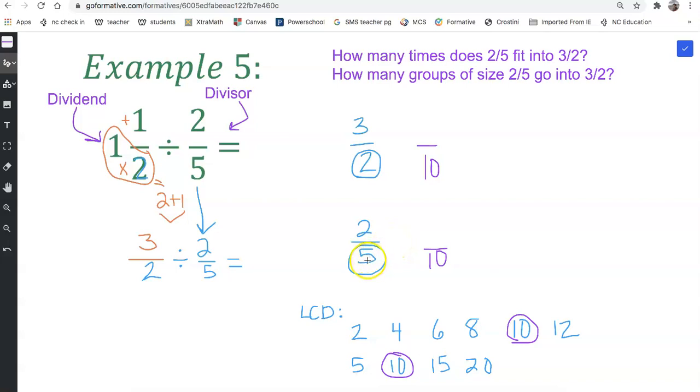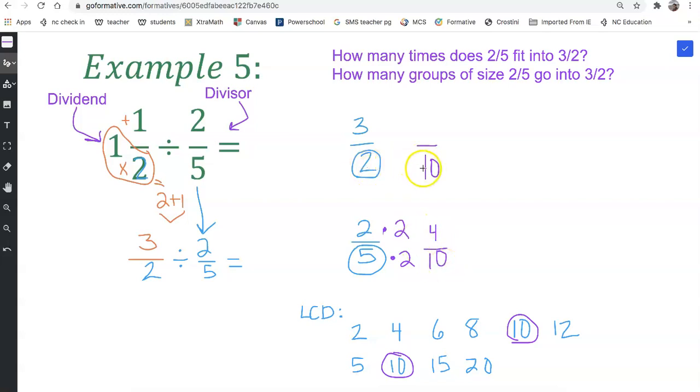Now, we need to think about 5 being multiplied by what to give us 10? Well, 5 you can multiply by 2 to get 10. And whatever you multiply the denominator by, you also multiply the numerator by. So if I multiply 5 times 2, I multiply the numerator by 2 as well to get this equivalent fraction. So 2/5 is equal to 4/10. They look different, but they are the same amount.